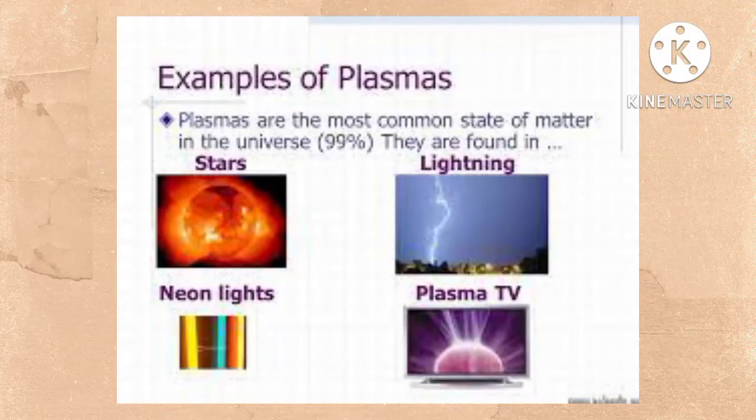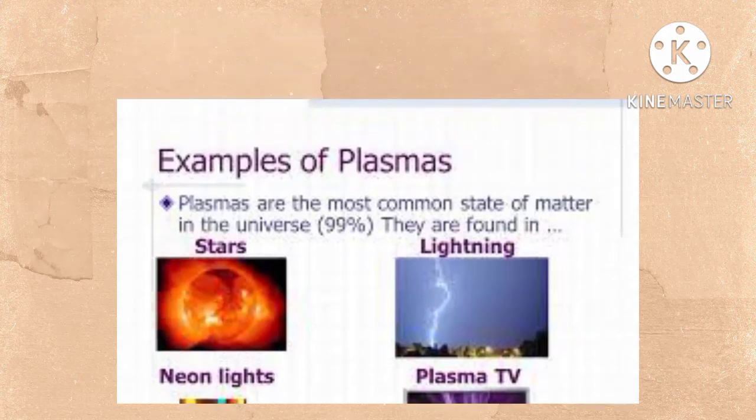So the fourth state of matter is plasma. A plasma is a hot ionized gas consisting of approximately equal numbers of positively charged ions and negatively charged electrons. The characteristics of plasma are significantly different from those of ordinary neutral gases, so that plasma is considered a distinct fourth state of matter. Plasma is the most common state of matter in the universe. It is found mostly in stars, lightning, neon lights, and plasma TV, just like what you saw on our screen.